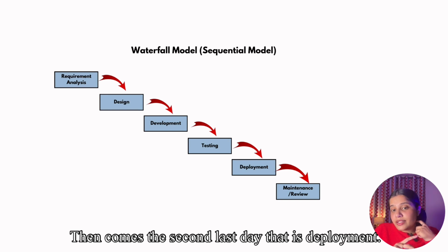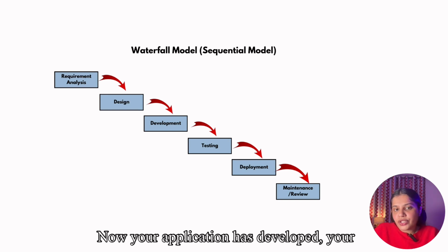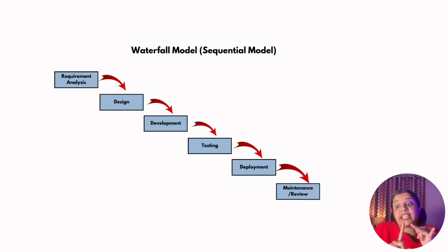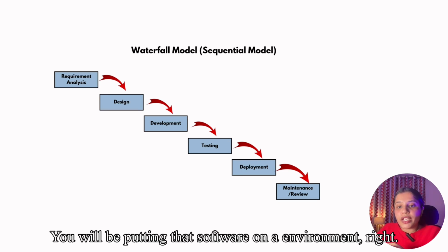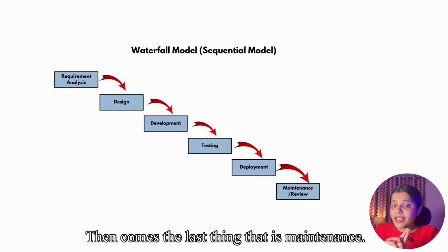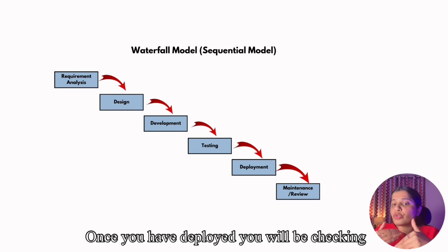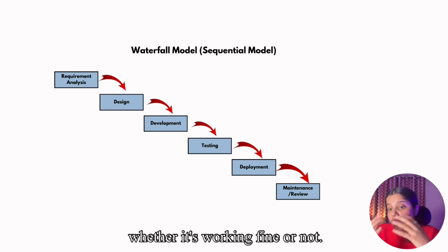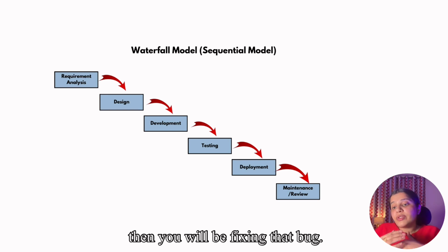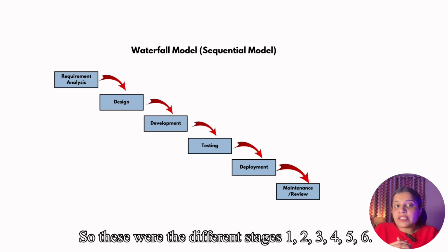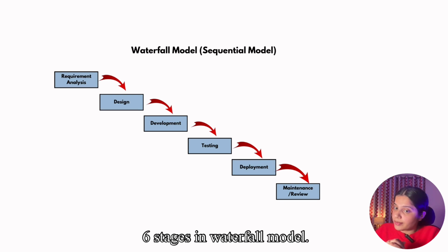Then comes the second last stage, that is deployment. Now your application has been developed, your application is tested. Now you will give that application to a client's environment, right? You will be putting that software on an environment. Then comes the last stage, that is maintenance. Once you have deployed, you will be checking whether it's working fine or not. If there is any issue or any bug, then you will be fixing that bug, right? So these were the different stages, 1, 2, 3, 4, 5, 6 stages in the waterfall model, right?